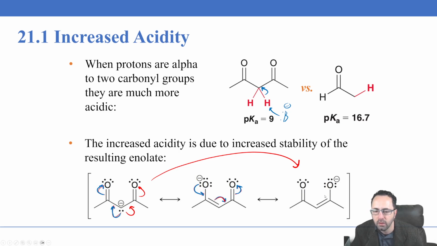But the take-home message is that we have even more resonance, and so this conjugate base is even more resonantly stabilized, meaning the acid here that loses the proton to create that base, that proton is even more acidic. It's significantly more acidic than the proton that's on formaldehyde here.